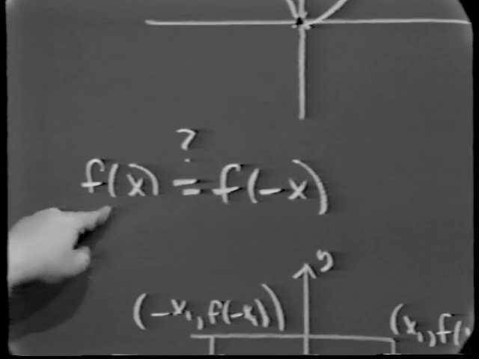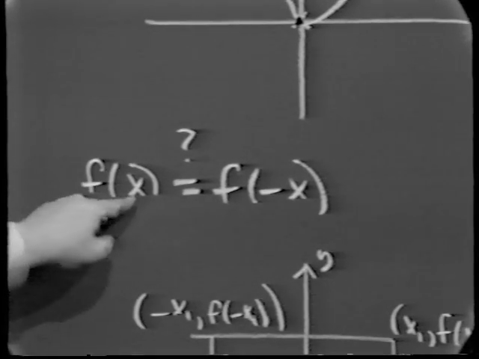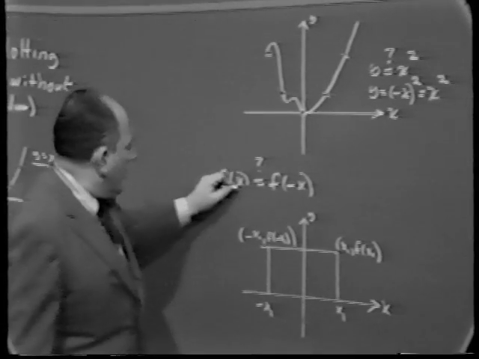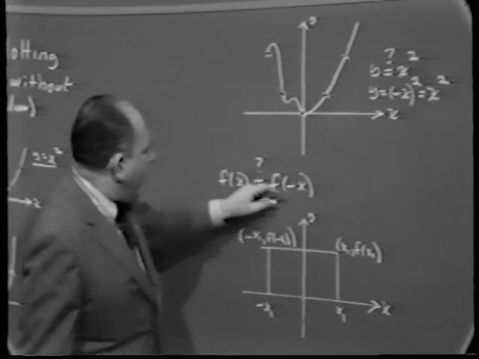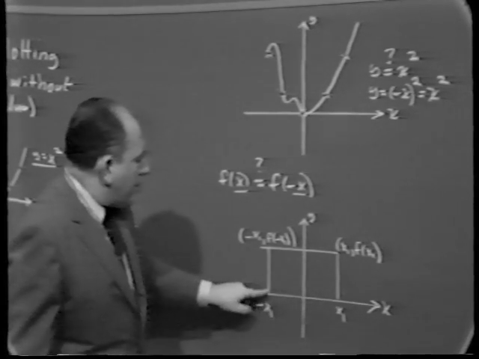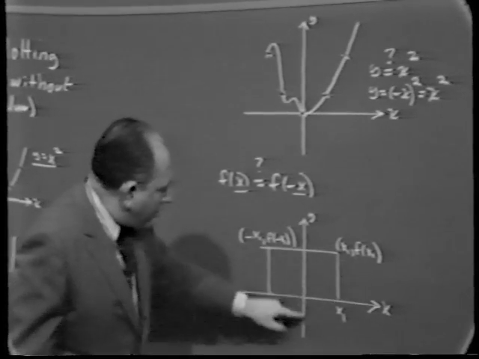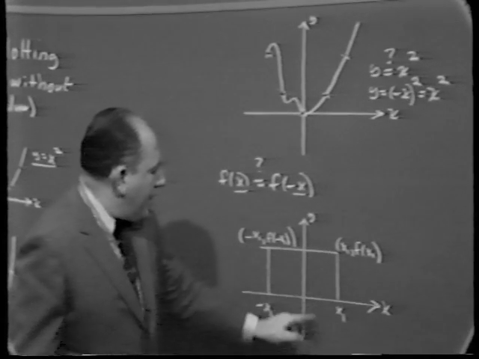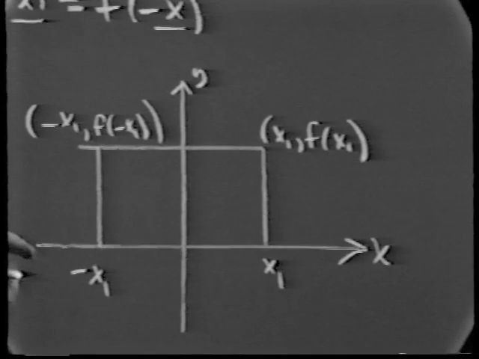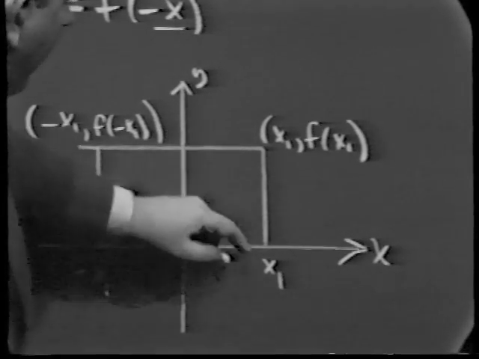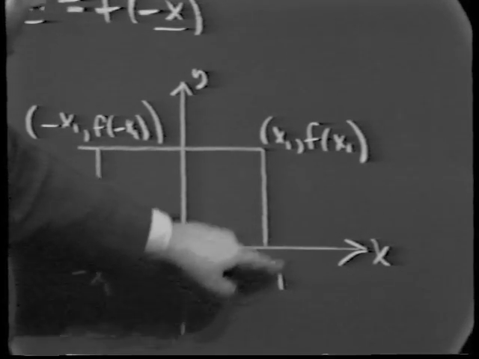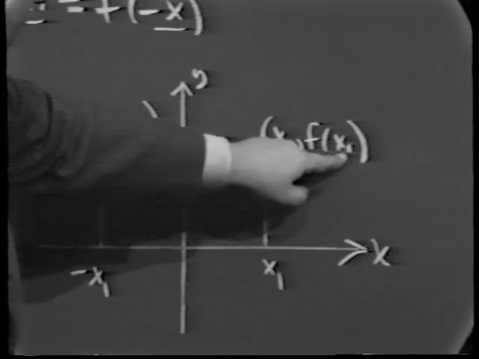Now, this will not happen in general. What does it mean if we know that f of x equals f of minus x? Well, look, the relationship between x and minus x is clear. They are located symmetrically with respect to the y-axis. In other words, if this is x1, this will be minus x1. Now, here's the point. Let's suppose our curve happens to be y equals f of x. When the input is x1, the output will be f of x1.